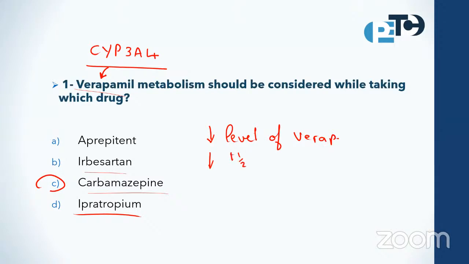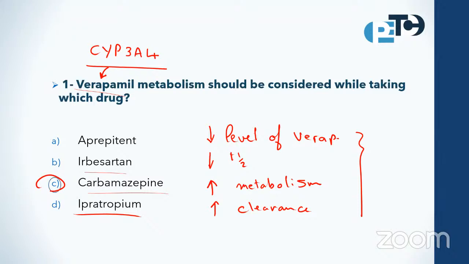So if you have any of the following expressions, all of them are right. Decreasing the level of verapamil, decreasing the T-half, while increasing what? Increasing its metabolism and increasing its clearance. So you should know the four statements so that whatever the statement that you face in the exam, you can answer it very easily.